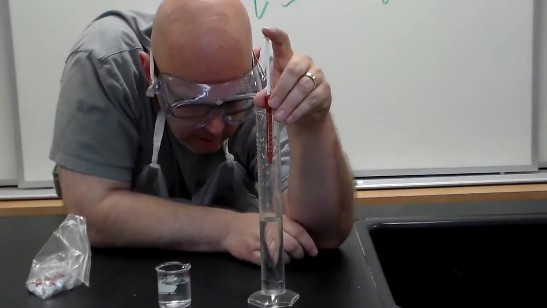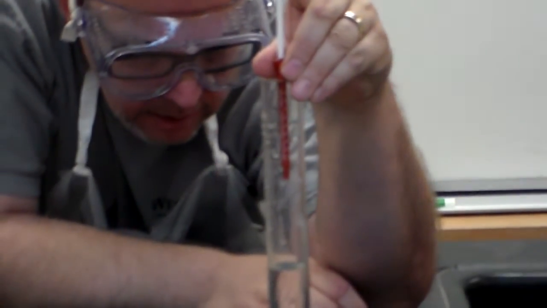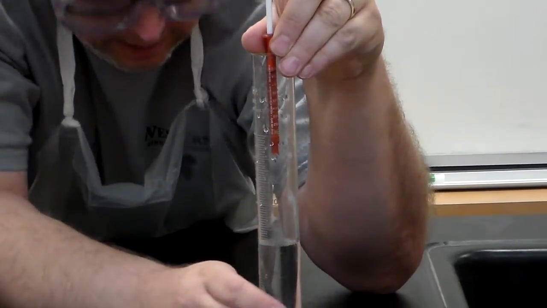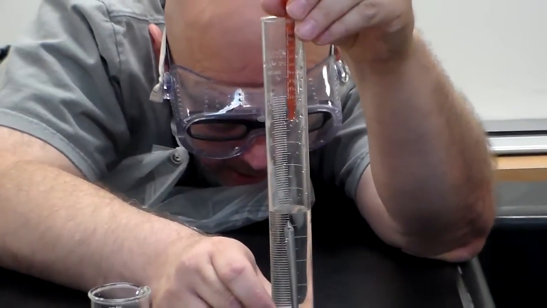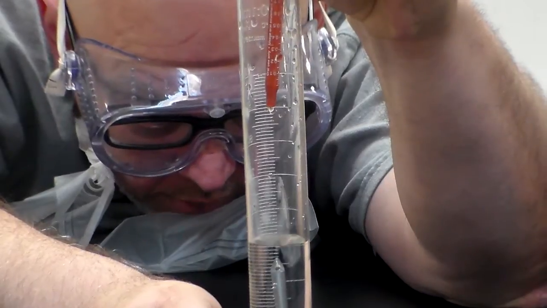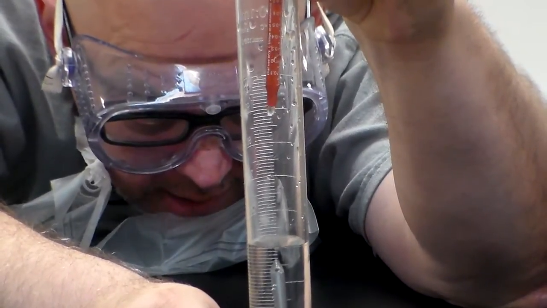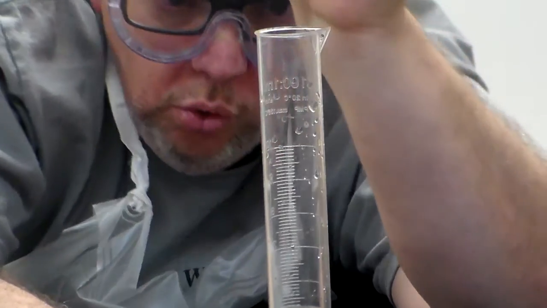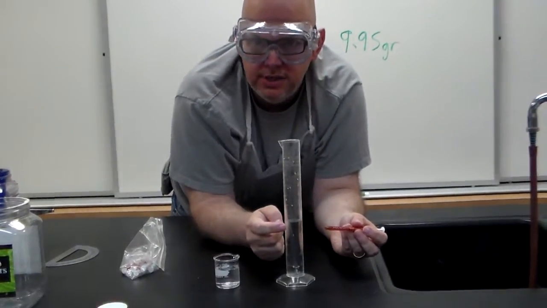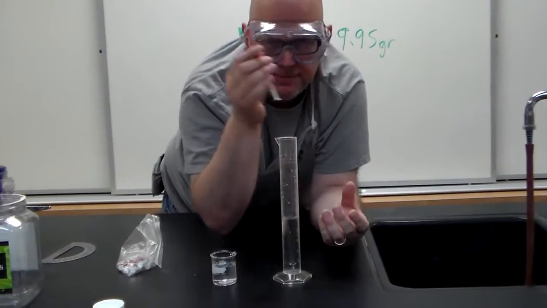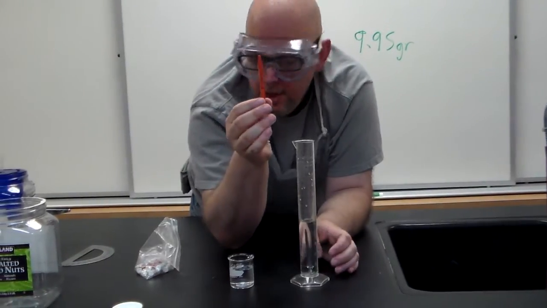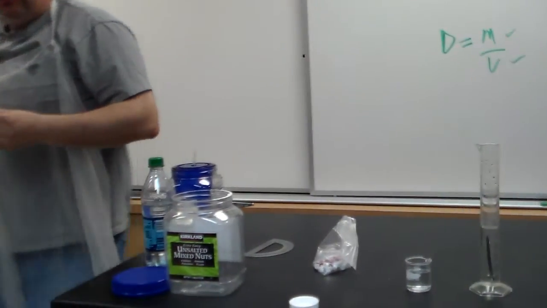So here we go. Notice I'm using drops on this, and I'm going to have to pay attention. Now remember, when you are reading your cylinder, remember your meniscus. Remember how you take your measurement for this. Okay, guess what? I've reached the 53 milliliter mark. I'm going to come around and I'll show you.